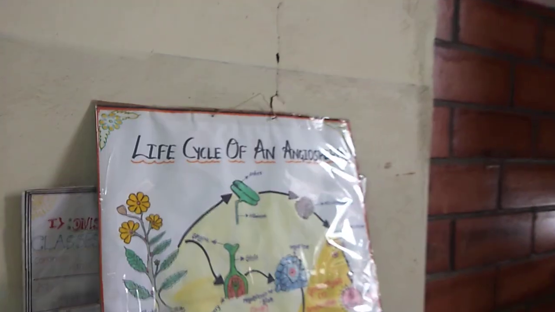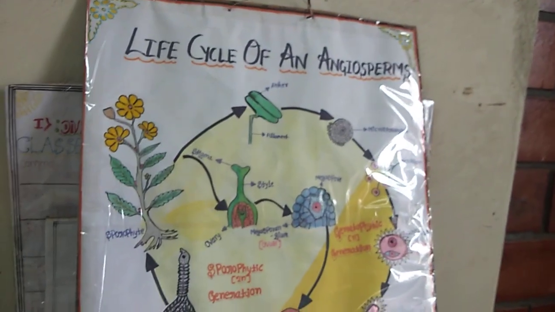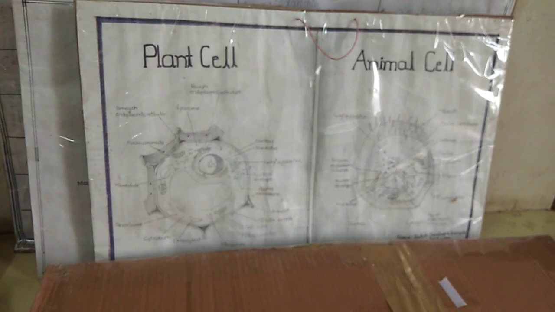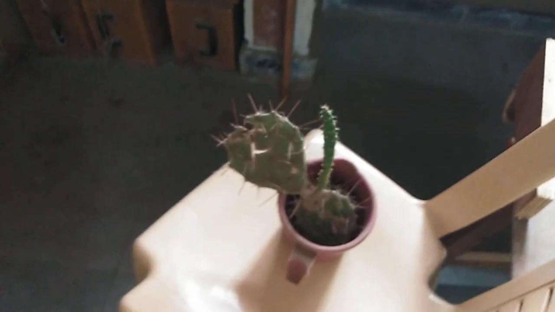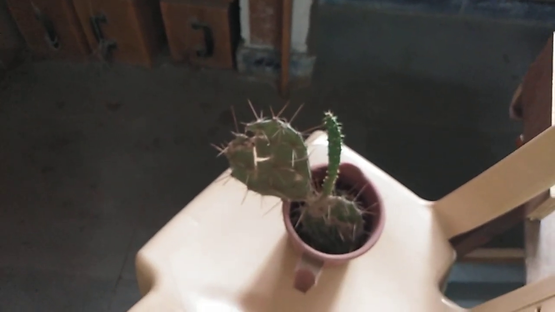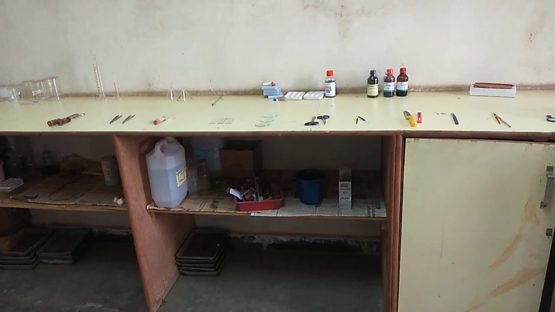You can just have a look at the life cycle of an angiosperm, plant cell and animal cell. You can see the fish, rohu fish, you can see the rabbit, and we can see the plant kingdom, etc. Also we have a plant specimen called the Opuntia, or Pappas Kalli in Kannada, in our lab.